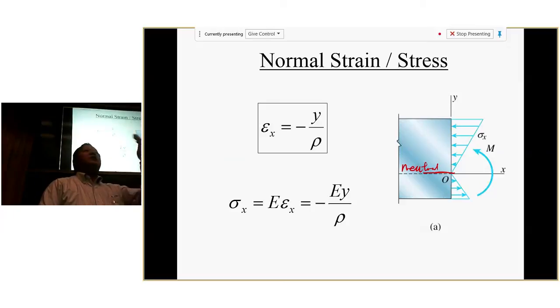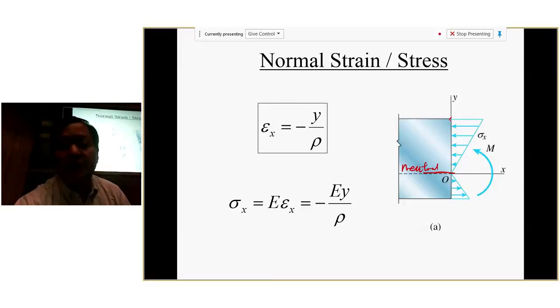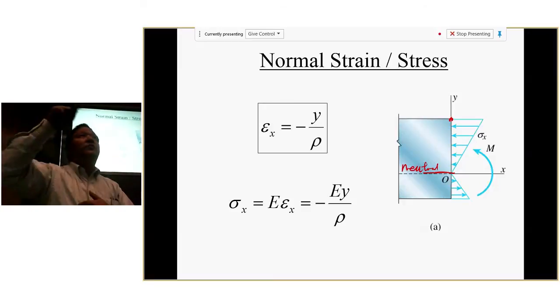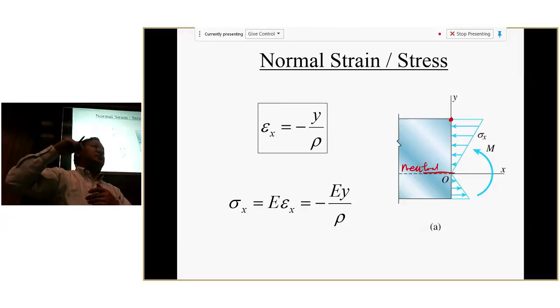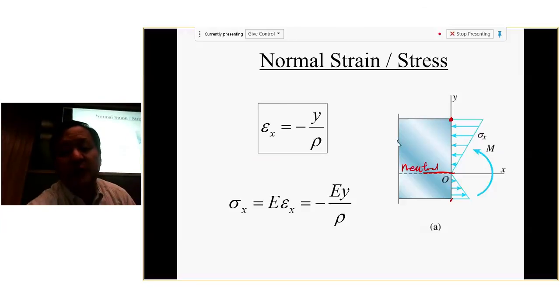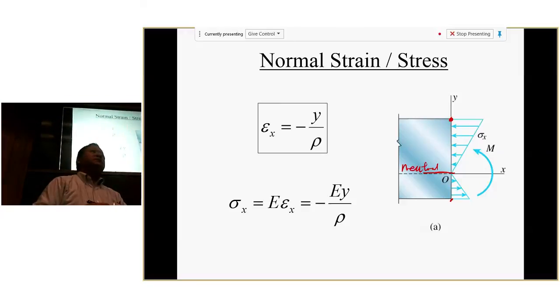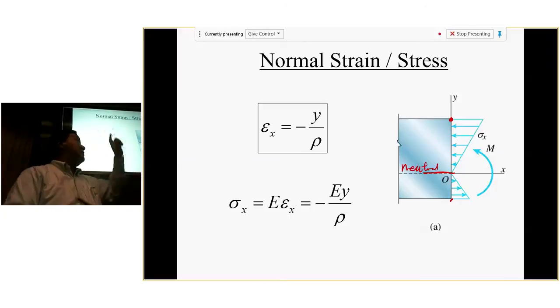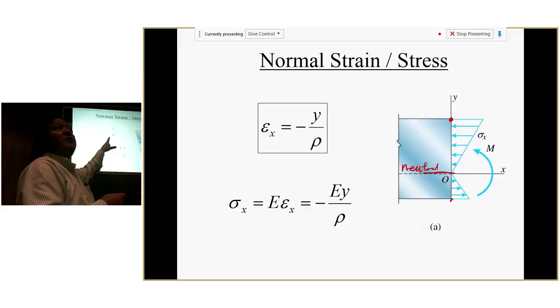Now where is the strain maximum? Wherever y is maximum. So it will be either this part, where it's further away from the neutral axis, or it can be this part, depending on where your neutral axis is located. In this figure here, it actually should be at the top because the distance at the top is bigger.